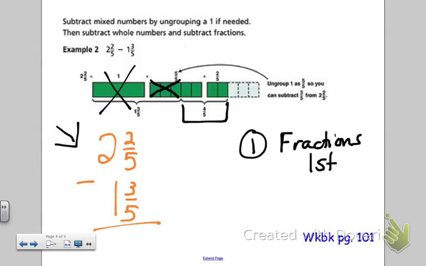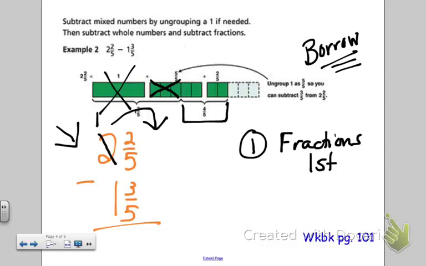I can't. What I can do, however, is I can borrow. Don't forget that with subtraction you're allowed to borrow. Borrow from your whole number. So I had 2, now I have 1 whole, and I'm going to bring over that 1 whole. But the way I'm going to bring it over is a fraction. I need to bring over a fraction, but that fraction is going to represent 1 whole. So think of all the fractions that you can use to make 1 whole. 2 over 2, 3 over 3, 4 over 4, 5 over 5, 100 over 100. They all represent 1 whole.